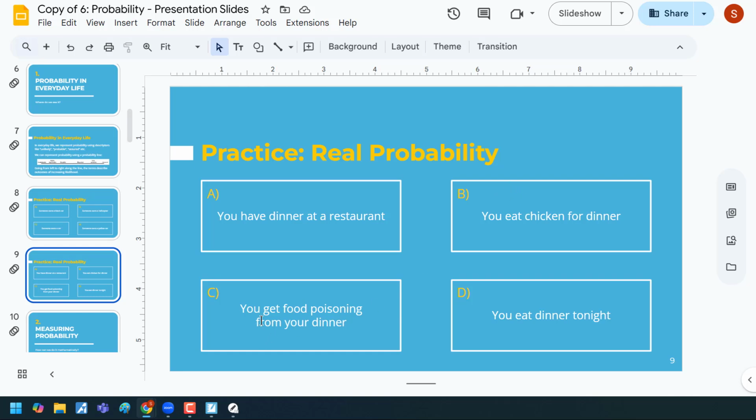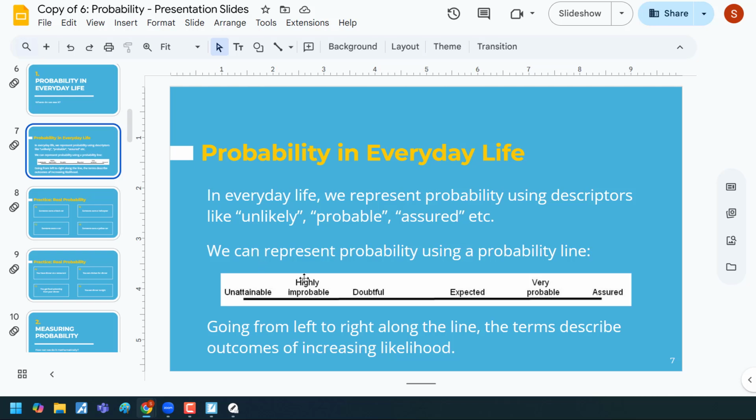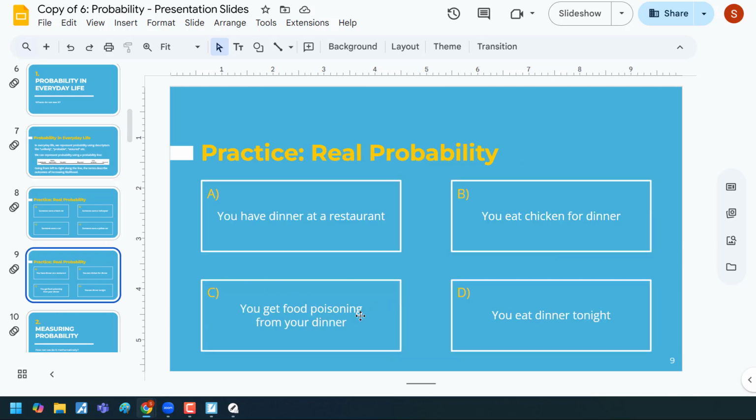So yeah, you get food poisoning from your dinner. So that's probably doubtful or highly improbable. I don't think you'd get food poisoning, but it's not zero. Some people do get food poisoning. So not very probable, I would say, to getting food poisoning.